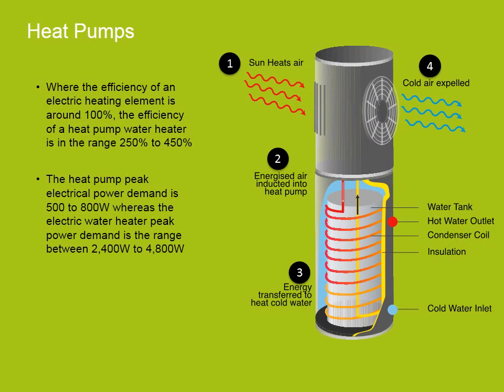Heat pumps can significantly improve the efficiency of electric storage hot water systems. Assuming the efficiency of an electric heating element is 100%, the efficiency of a heat pump water heater would be in the range of 250% to 450%. The heat pump's peak electrical power demand is 500 to 800 watts, whereas the electric water heater's peak power demand is between 2,400 to 4,800 watts.